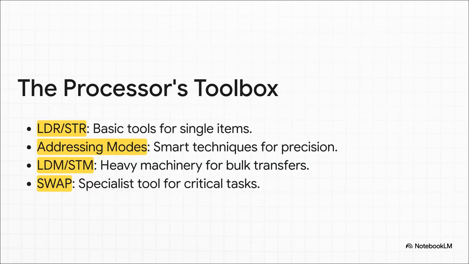So let's recap our processor's toolbox. You've got your basic hand tools, LDR and STR, for moving single items. You've got your smart techniques, the addressing modes, for doing precision work efficiently. You've got your heavy machinery, LDM and STM, the forklift for moving stuff in bulk. And finally, you've got that specialist tool, the swap, for those critical jobs that absolutely, positively cannot be interrupted.